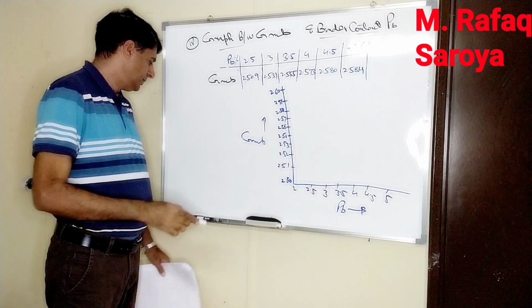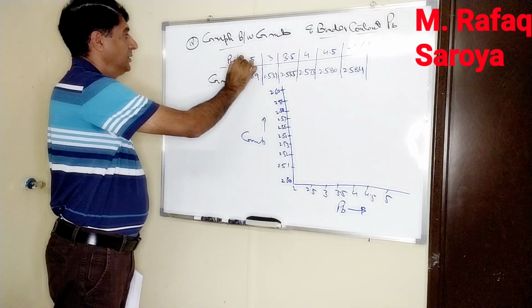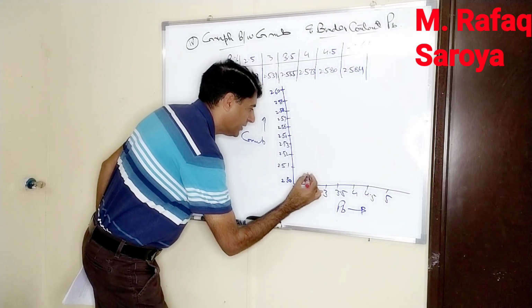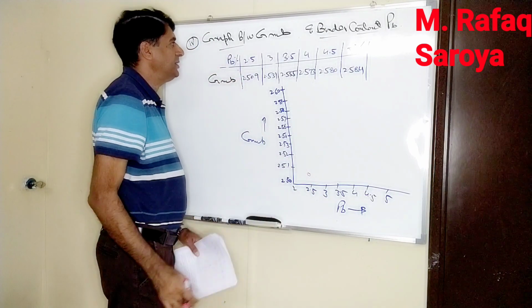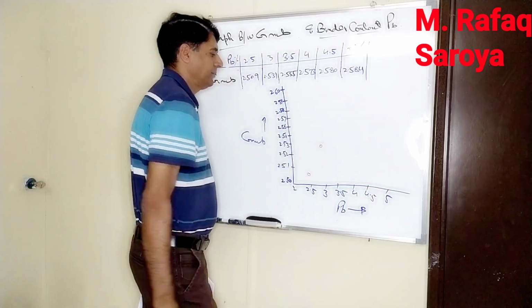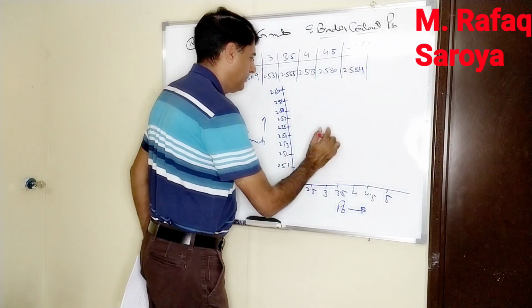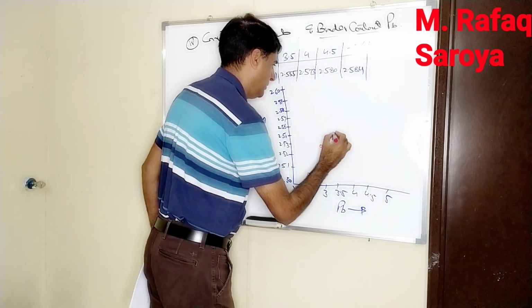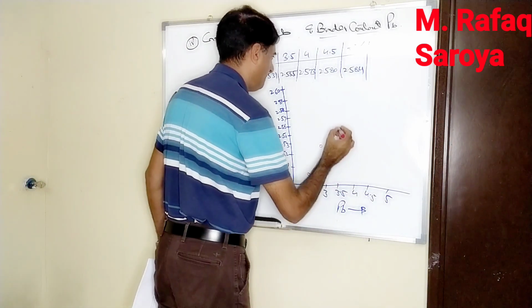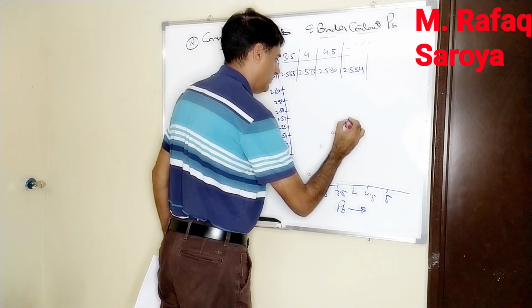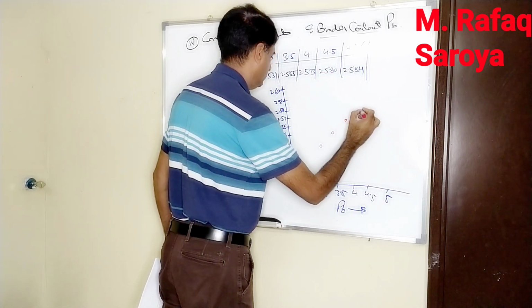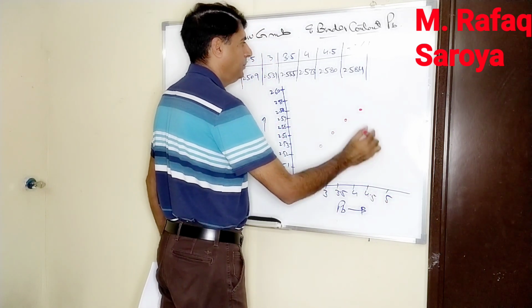Now, we will take the values. 2.509 is nearly at this point. With 3, 2.531 at this point. And with 3.5, 2.555 at this point. And with 4%, 2.573 at this point. With 4.5, 2.580 at this point. With 5, 2.584 at this point.